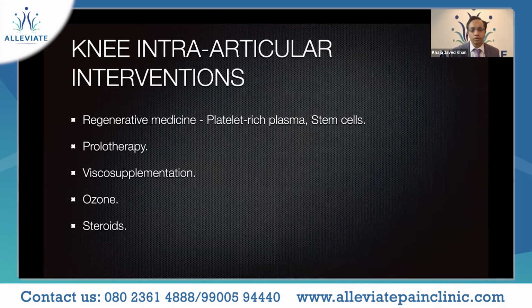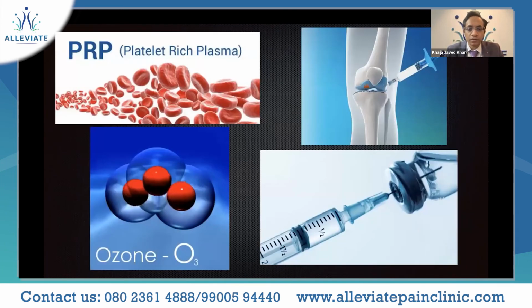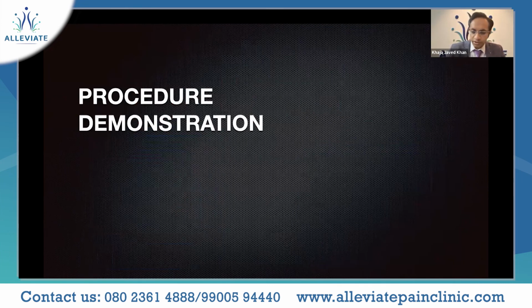Right. So moving on to the knee intra-articular interventions. Well, quite a number of agents are used for this particular intervention. We have the regenerative medicine options like platelet-rich plasma, stem cells, etc. Prolotherapy is a valuable addition as well. Viscosupplementation or hyaluronic acid, ozone, and steroids, to name a few. Right. So these are the common agents which are used for knee intra-articular interventions: the PRP, the viscosupplementation, the ozones, steroids, etc. Right. So we have a procedure demonstration over here.